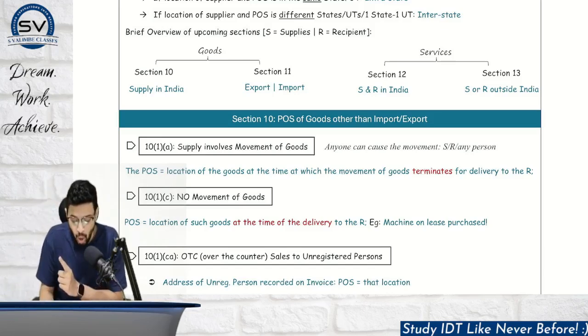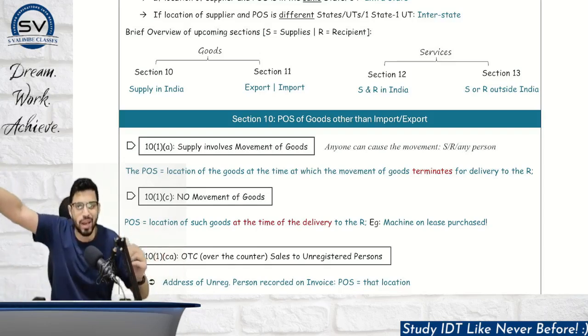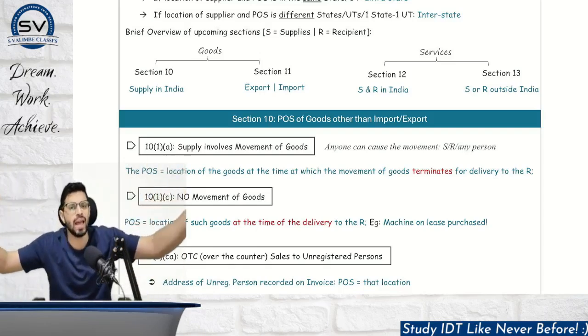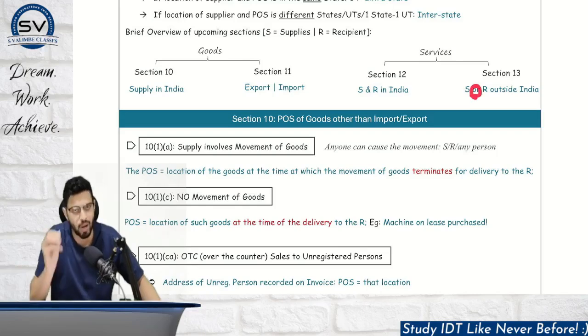Point to be noted. Or sir, what happens if supplier and recipient are outside India? Then obviously we are not going to talk about that in India. If supplier is in US and recipient is in UK, why the hell are we going to analyze the place of supply? It is irrelevant for Indian jurisdiction, right? So here we have to focus on the word or.